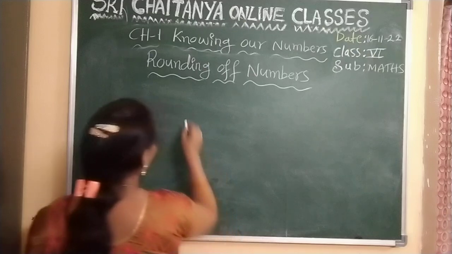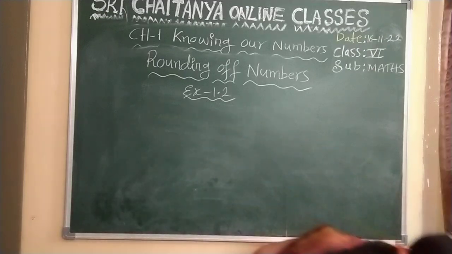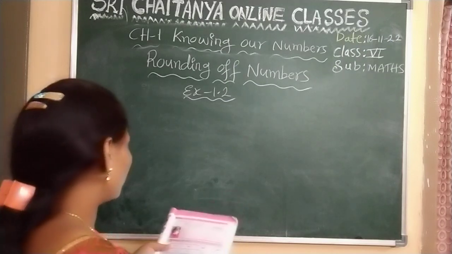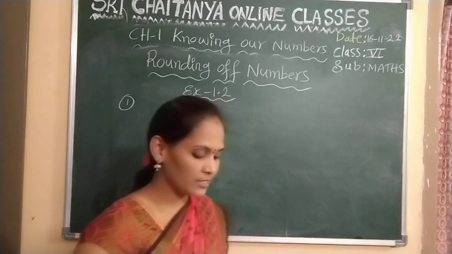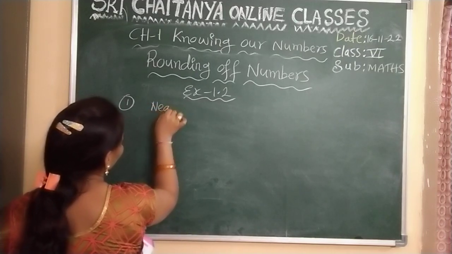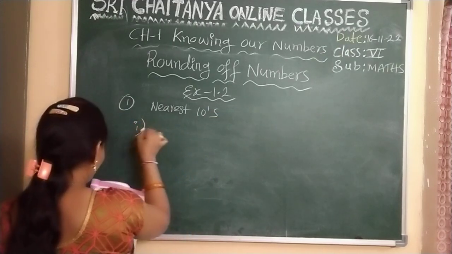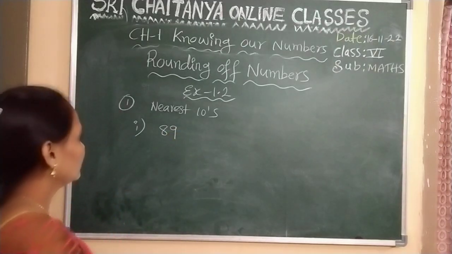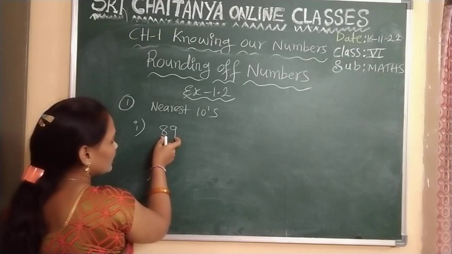Now exercise 1.2. Here in this exercise 1.2, the first one is: round off the following numbers to the nearest tens. The first number given is 89. Now what is the rounding of number 89?